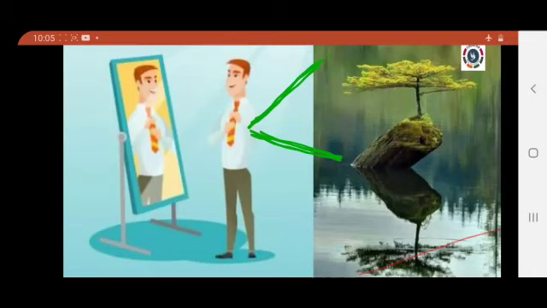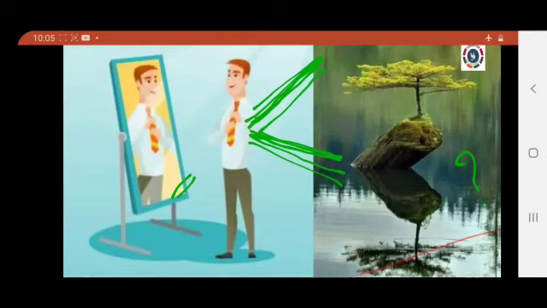Here the light rays fall on the object. Some of the rays are reflected. This reflection is not only possible in a mirror. It is also possible in water. It is also possible in nature.